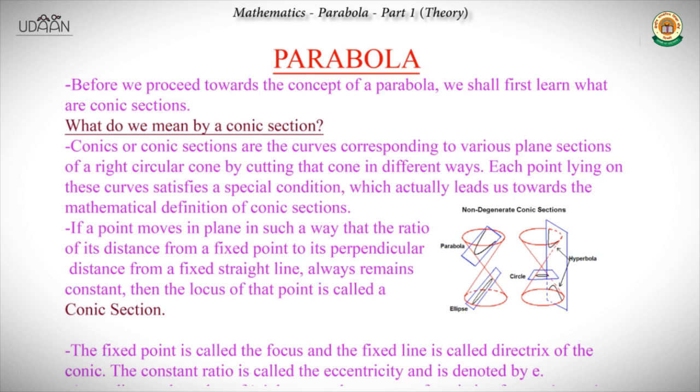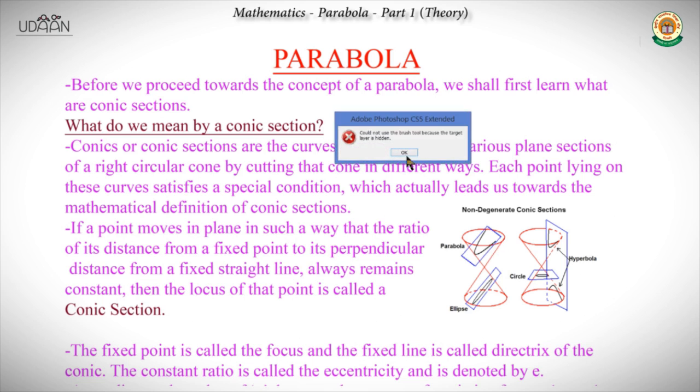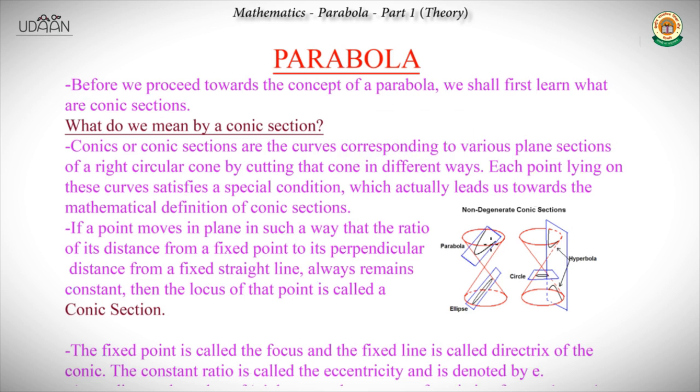A conic, or conic section, is a curve corresponding to various plane sections of a right circular cone. This is a right circular cone, which is shown in the diagram. It is of this form. This cone, when it is produced on the two sides, is known as a right circular cone. So when we take a plane and cut it in different ways, different types of curves are formed, which we define as conic sections. And each point lying on these curves satisfies a special condition.